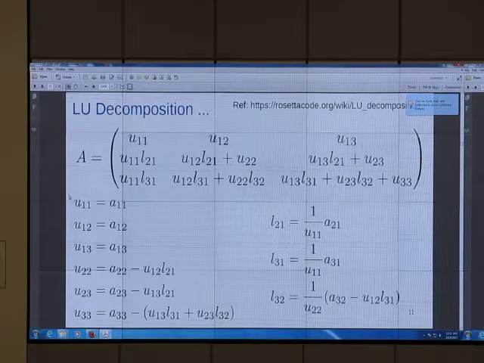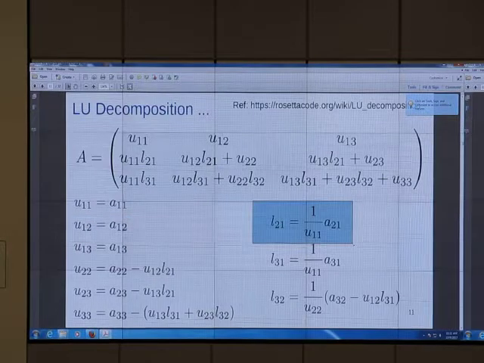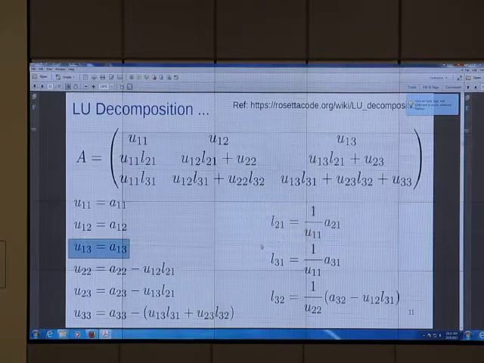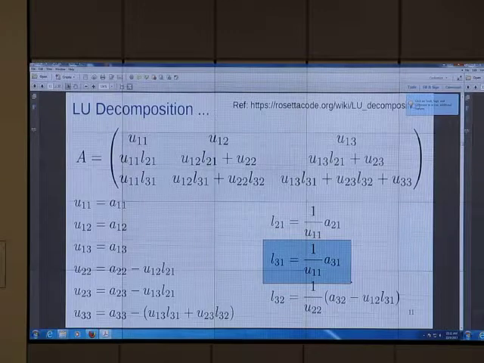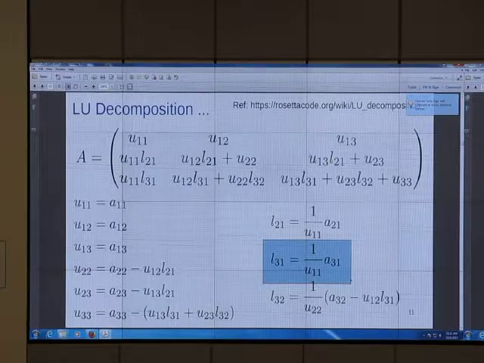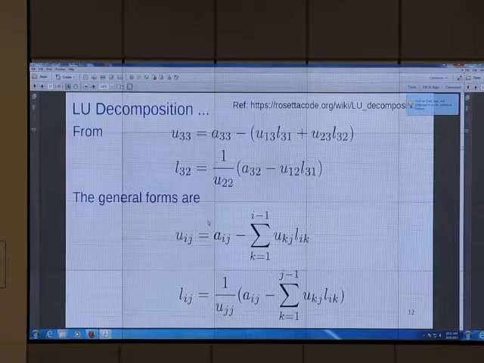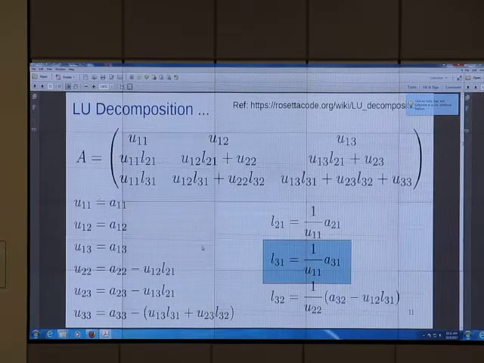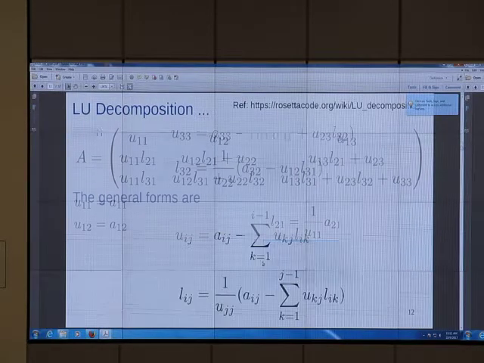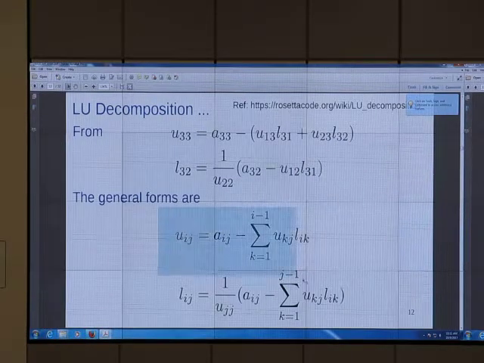So this means we do this, then we do this, then we can do this one. Everything on the right hand side is known. Then we can do this one, and then we can do this one. A31 divided by U11. So this means if we do it step by step, everything on the right hand side will be known and we can solve it for the left hand side. Okay. They are the compact form. After we do all this step by step, we can put everything together and we get this compact form.